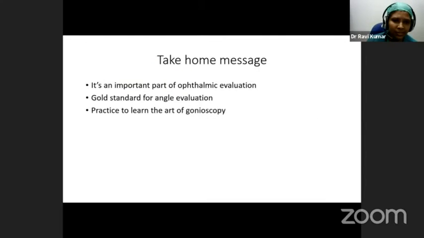So I would like to say it's an important part of ophthalmic evaluation. It is an art, so it has to be practiced to be learned. Though we have so many imaging modalities, gonioscopy is still the gold standard for angle evaluation.